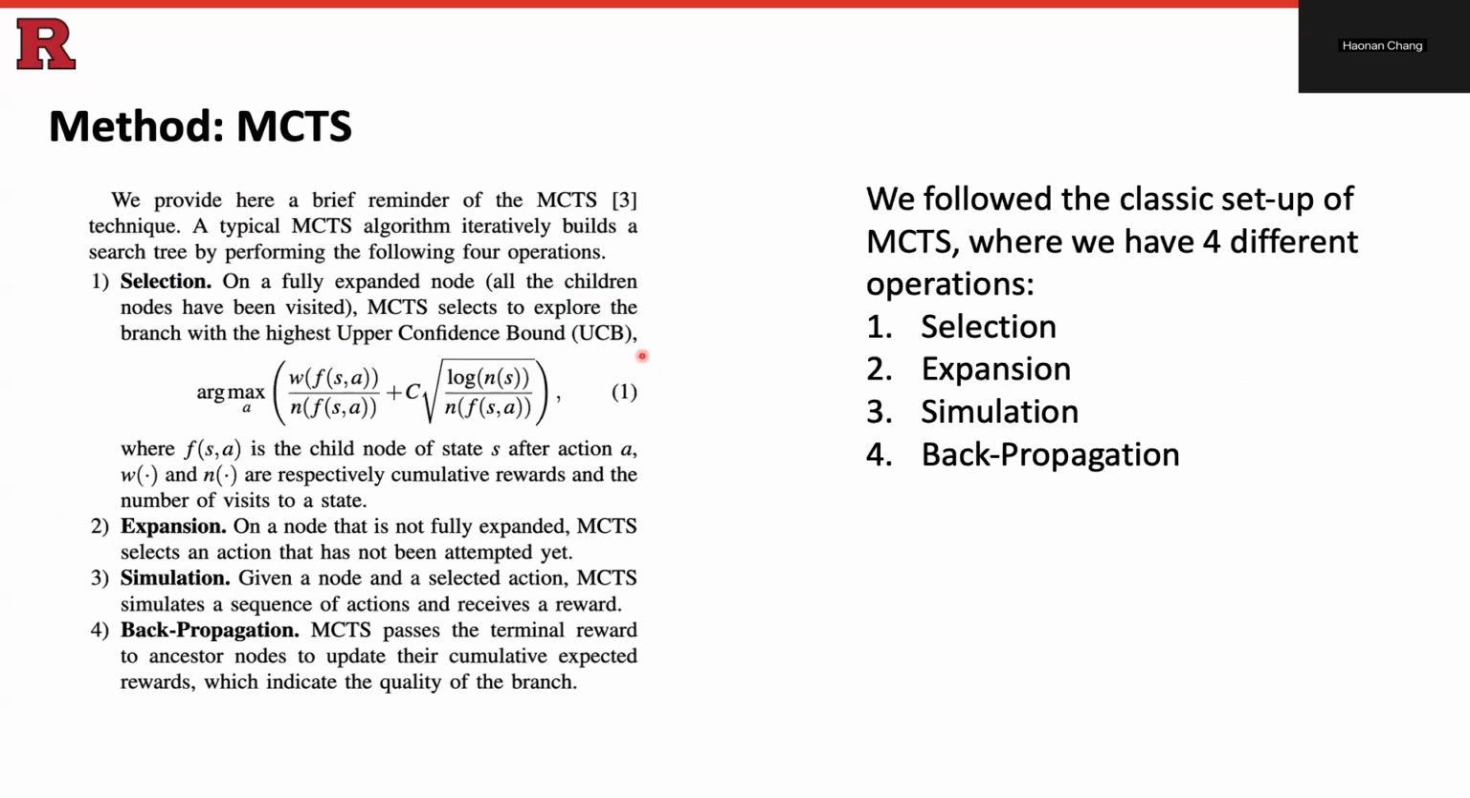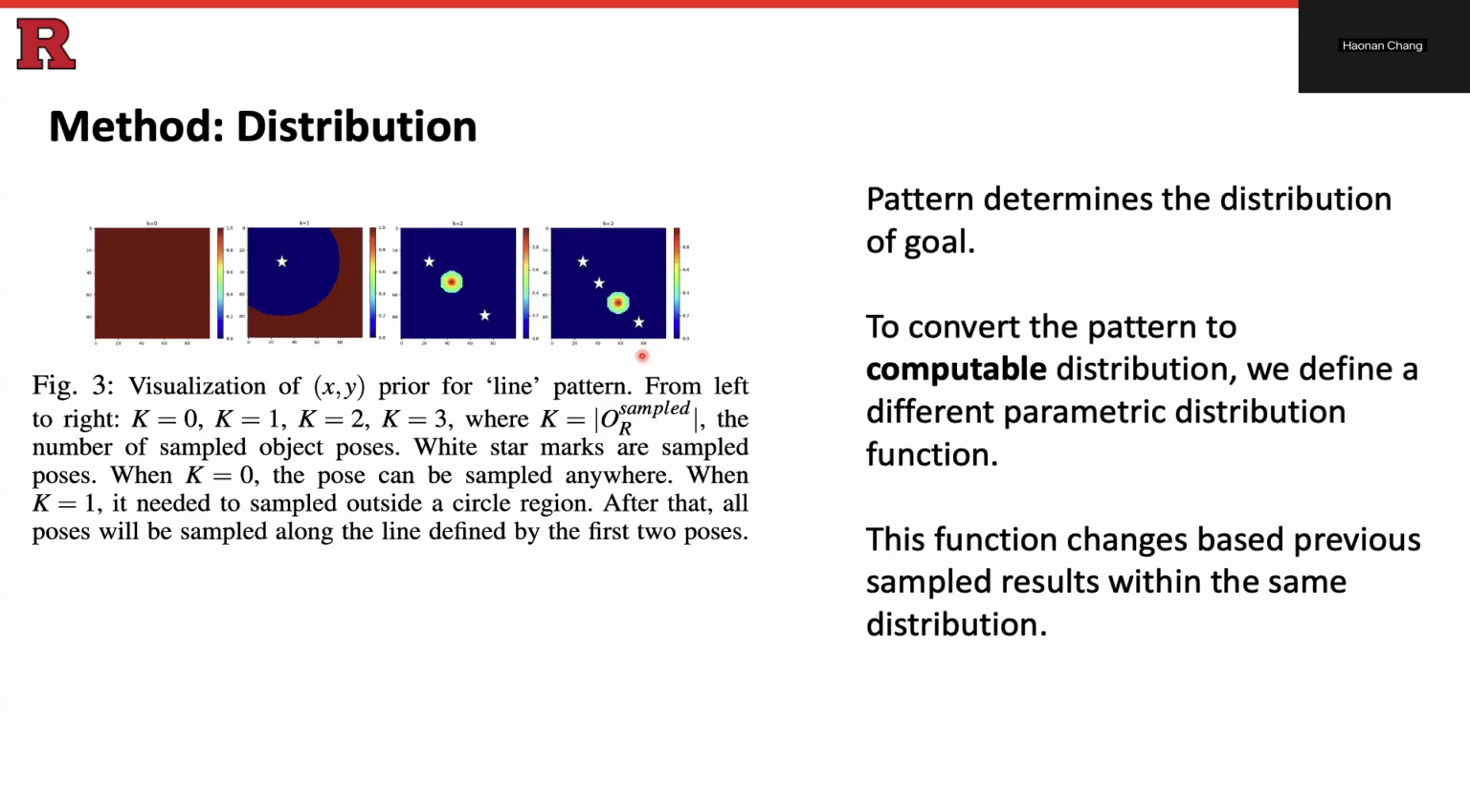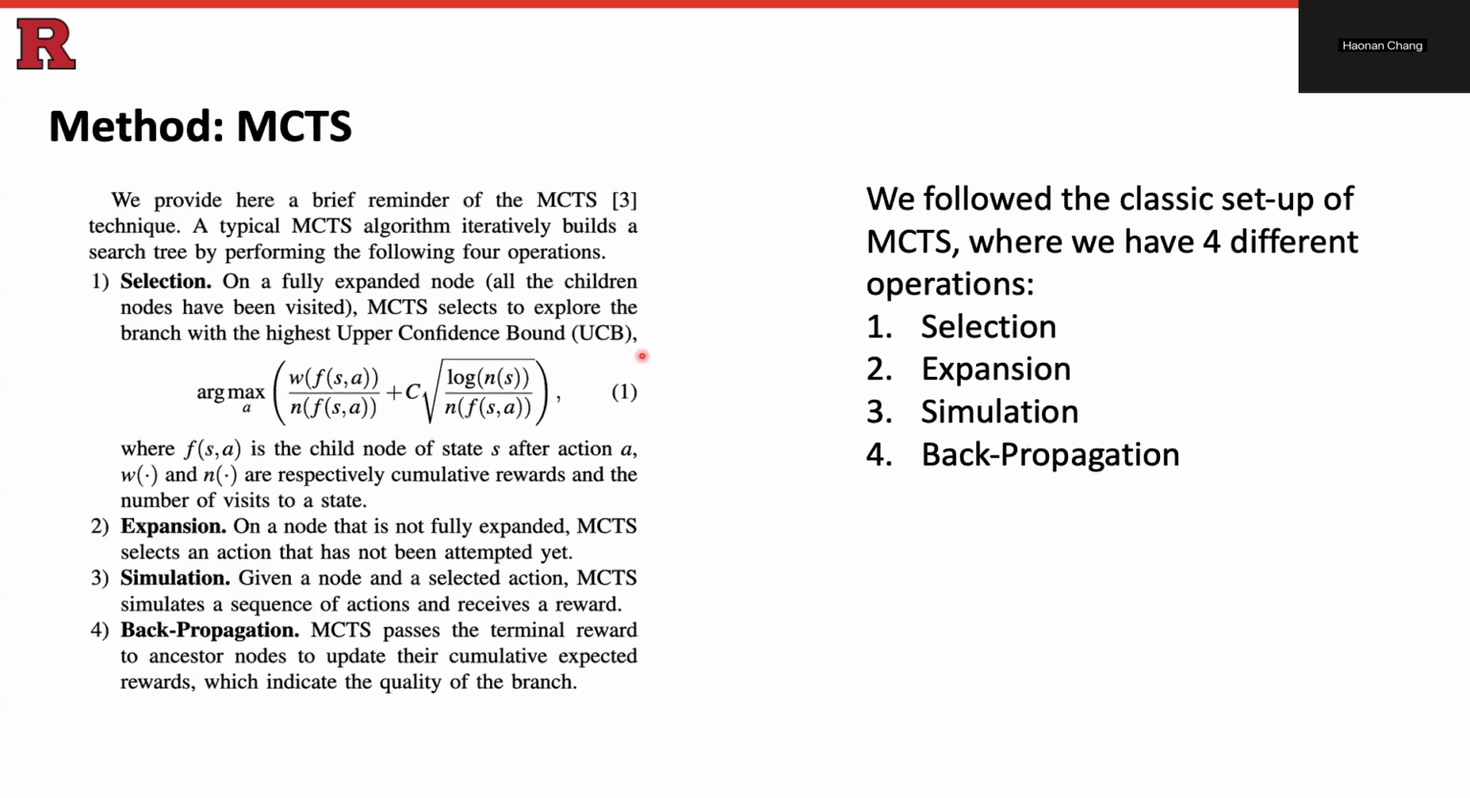After we find the distribution function, we actually can solve the whole problem by using sequential sampling. But to make this sequential sampling more efficient, we introduce MCTS. We are using a very classical version of MCTS, where we have 4 different steps: selection, expansion, simulation, and backpropagation. Selection tells us which node we want to expand, and expanding it generates different actions. Simulation simulates how this node will evolve based on different actions, and backpropagation will update the reward.